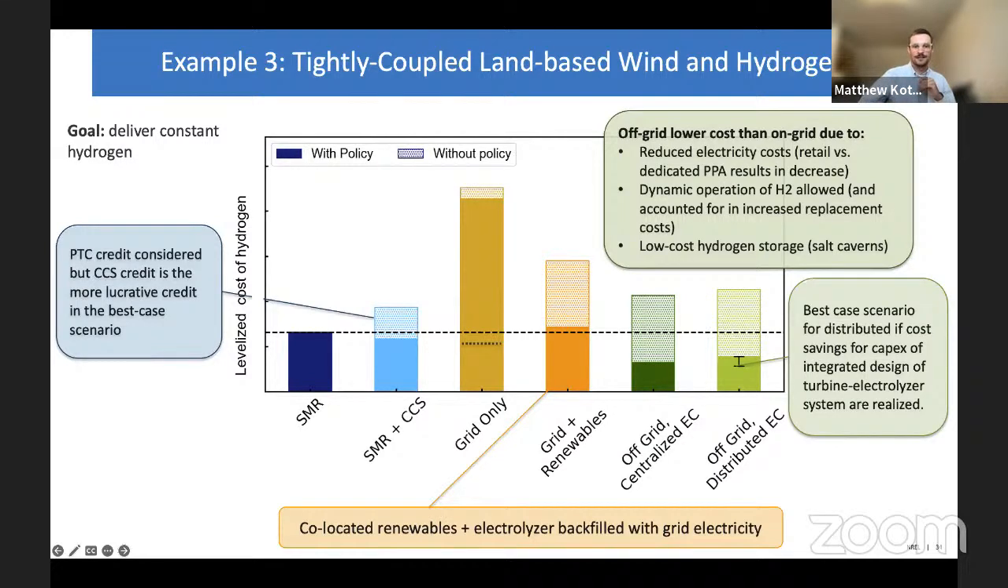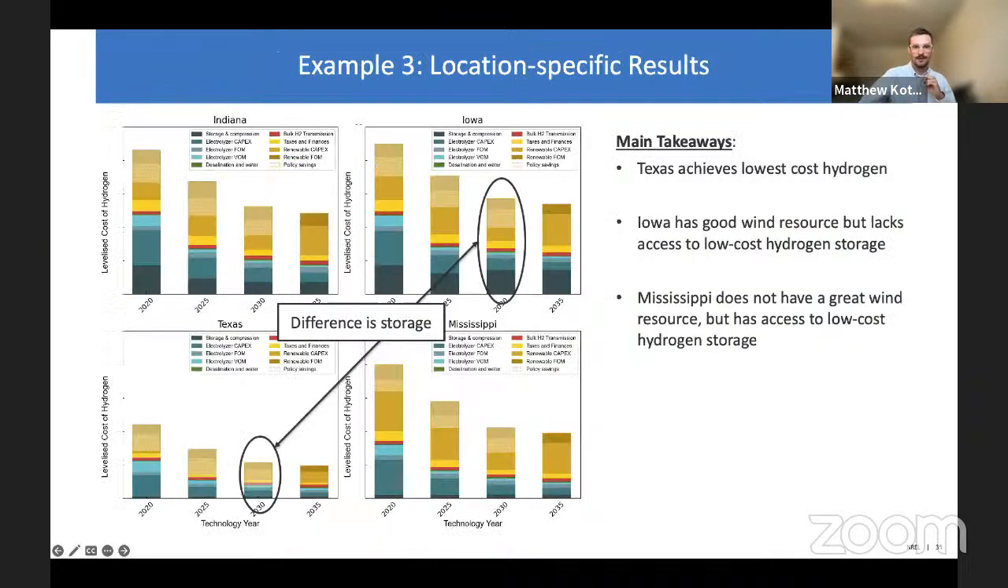So yeah, it's a nice little visualization there. Moving along, this is another visualization that we wanted to use. We wanted to show you the 4 different states for all the different technology years, how costs can add up to then result in different LCOH end use values. The big takeaways here is essentially Texas achieves the lowest cost of hydrogen.